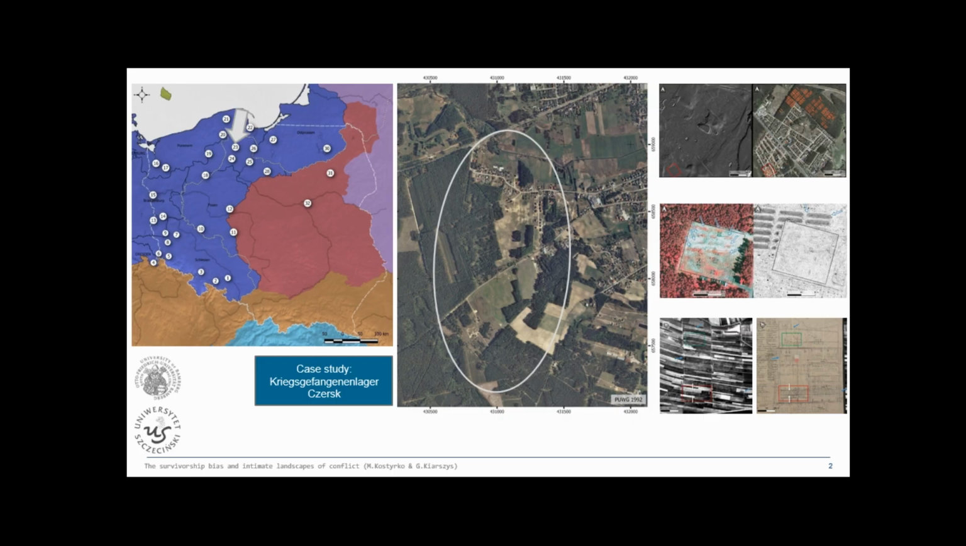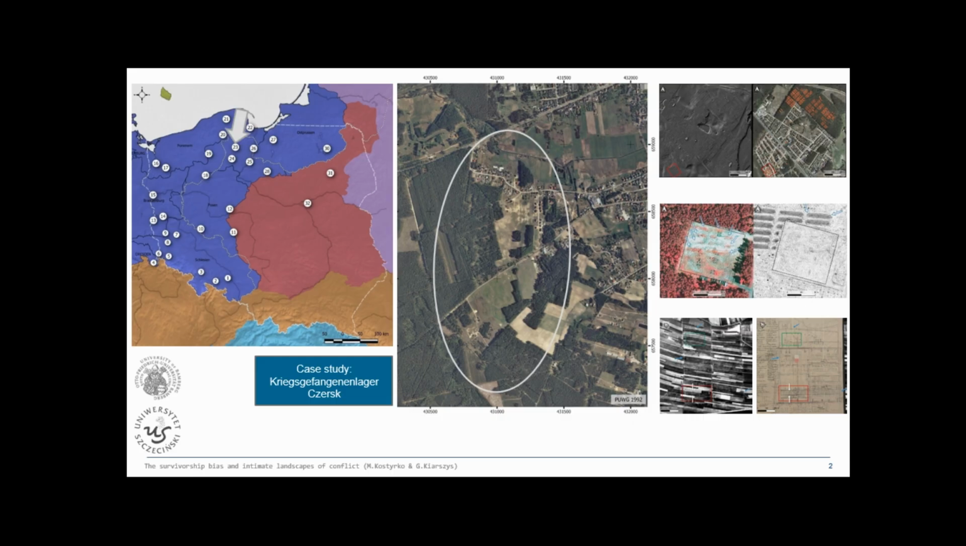Just to give you a small context of what I'll be talking about, I'll be talking about a specific case study of a First World War camp that is now placed in Poland, that was built by the Germans during the First World War, and it was part of 180 or so prisoners of war camps built during the First World War. Nowadays in Poland we have around 30 of those archaeological sites. Not all of them exist to this day and are possible to be researched with remote sensing means.